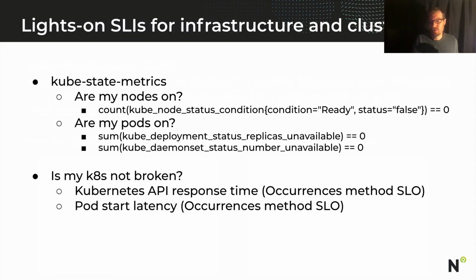Are my pods on? Let's just check whether my deployments are actually running, whether my daemon sets are actually running. Okay. Can I tell if my Kubernetes is in fact working, that it's not broken? I'm going to go back to the earliest literature on this from Kubernetes, which is, let's look at the Kubernetes API response time. Let's use an occurrences method of SLO, because all night long, if there's a single failure, I don't want it to look like it should count that much against my SLO.